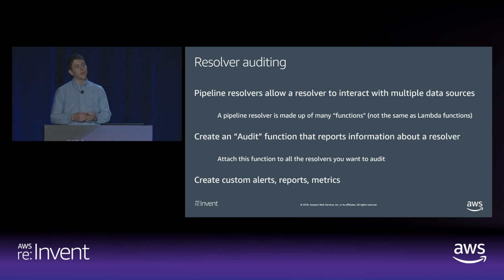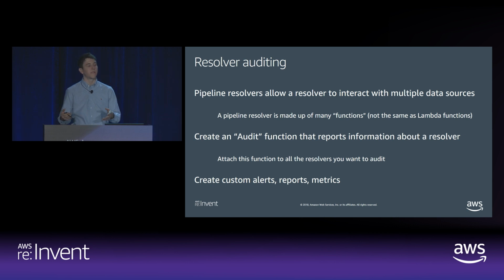Another cool thing that you can do, and this is something that you're now able to do because of pipeline resolvers, is you're able to add resolver auditing for particularly sensitive resolvers. The way that you would do that is you would create an audit function. I mentioned that a pipeline resolver is now a way to run in series a number of what we would previously have called resolvers, but now there's a new concept called AppSync functions, which are essentially a single distinct operation against a data source.